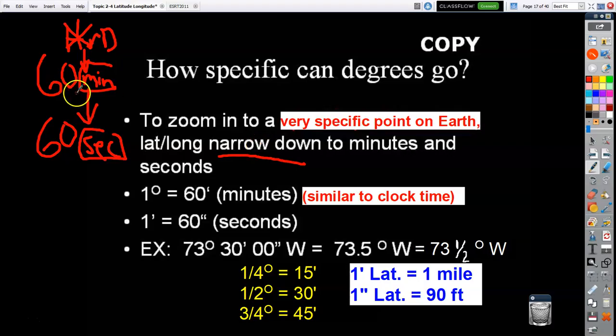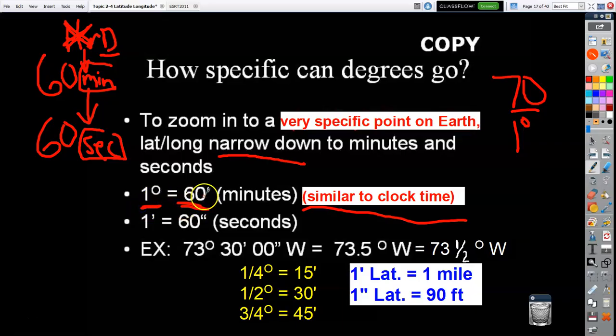One degree of latitude is equal to almost 70 miles. Your house isn't 70 miles big, so you've got to get down into even smaller units, and so they use minutes and seconds. I always teach this with students: just think of a clock, substitute the word hours, and put the word degrees there. Then it's the same words. So 1 degree is equal to 60 minutes, just like an hour is equal to 60 minutes.